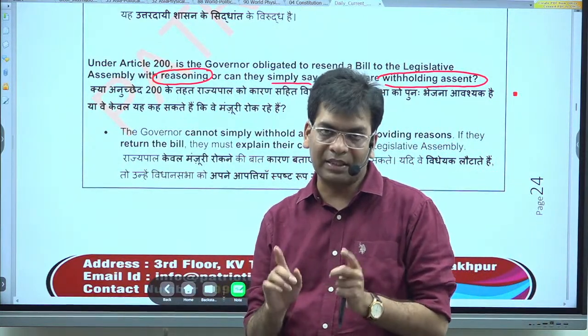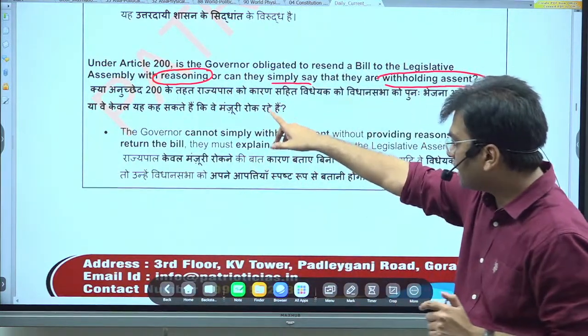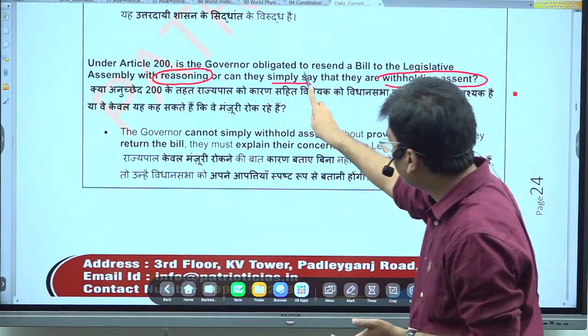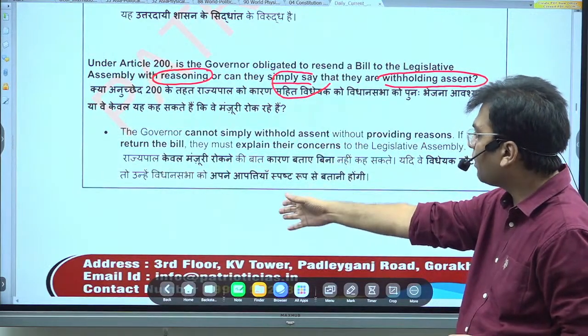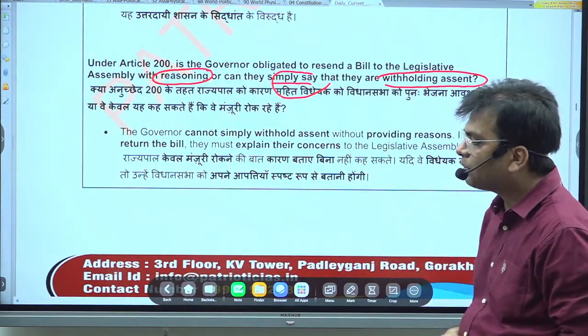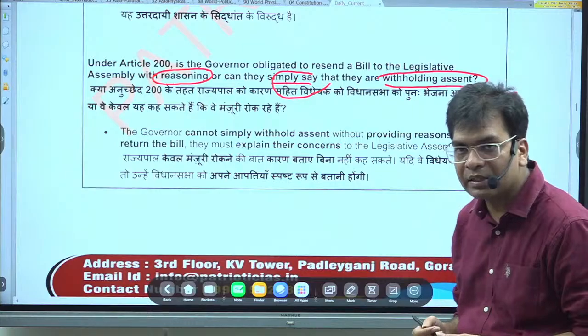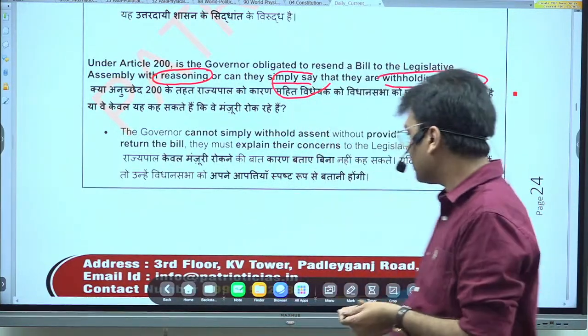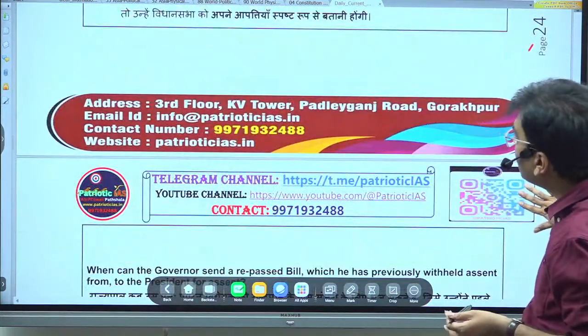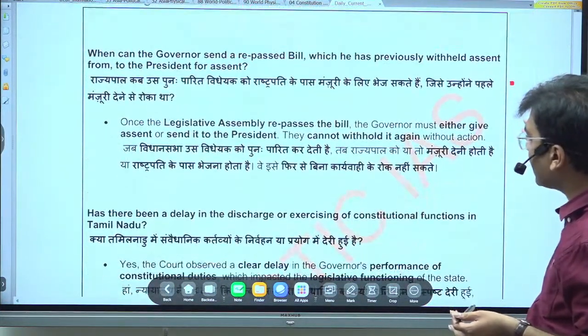So this is the main thing you should remember: reasoning should be given. You cannot simply reject or withhold your assent. This is coming from the Supreme Court judgment, and the name has already been mentioned: the Government of Tamil Nadu versus Governor of Tamil Nadu. So this is the fight, and this is the role of the governor that has been questioned.